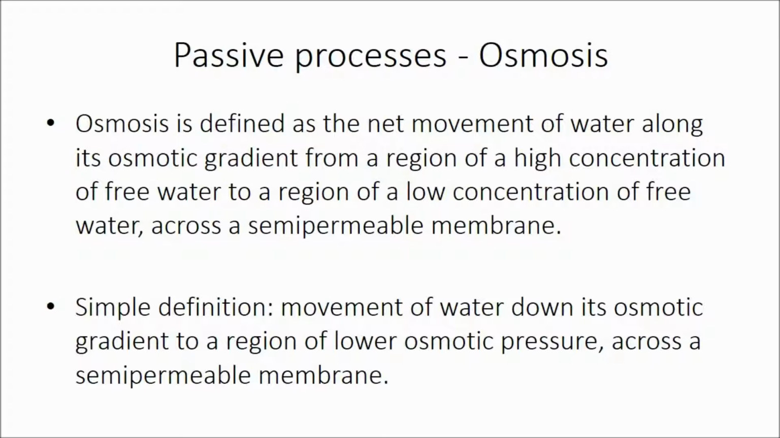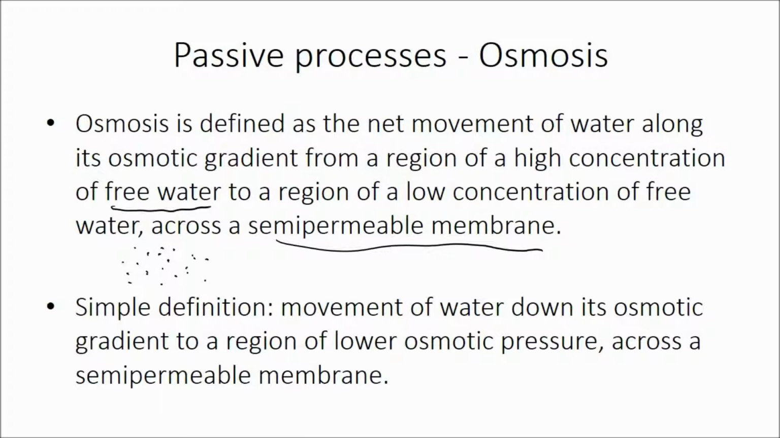So osmosis is typically defined as the net movement of water along its osmotic gradient from a region of a high concentration of free water to a region of a low concentration of free water across a semi-permeable membrane. You'll see that I've underlined the words free water here first. Free water is typically just defined as the free water molecules that surround a solution that actually aren't interacting with a solute like sugar.